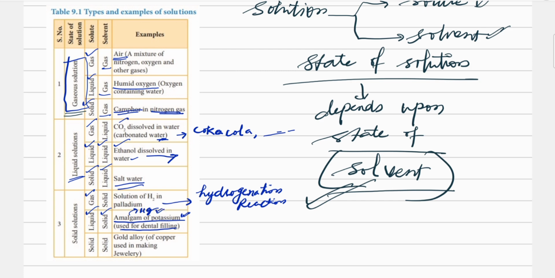Then solid in solid, that means solid solute, solid solvent, any kind of alloy. We have talked about a lot of things, right? We have talked about bronze, stainless steel, brass. Now there is gold alloy. Whenever we go to the jeweler, they always tell us this jewelry is 22 carat gold, or 20 carat gold, or 18 carat gold, right? So what is this 18 carat?